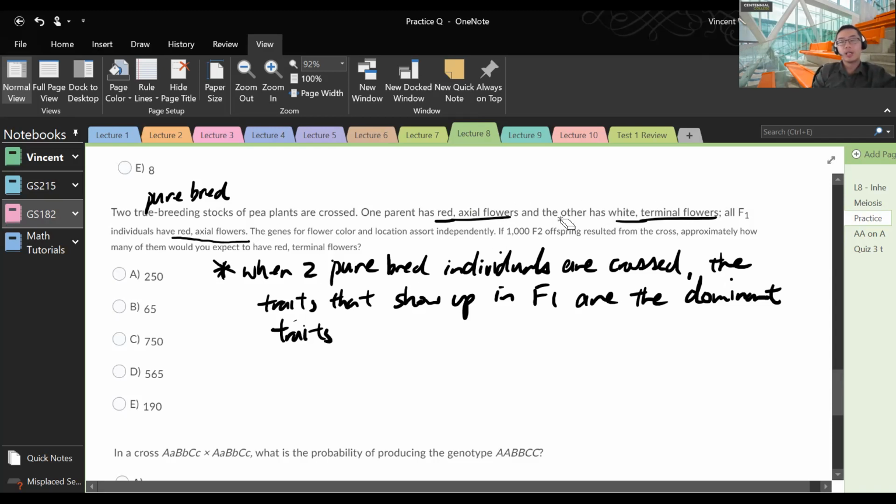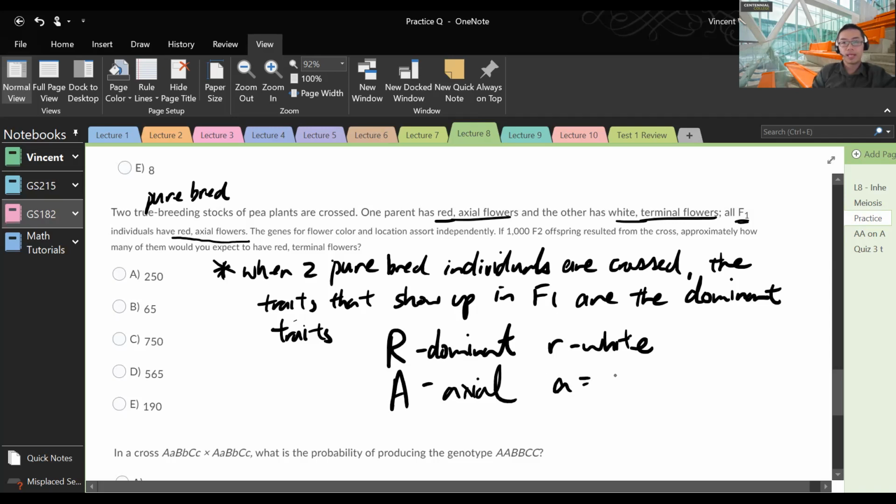And in this case, we have to look at the F1 generation. So all F1 will have red and axial. That means big R is dominant. And small r is going to be white. Okay, axial. So big A is axial. And small a is terminal. Okay, I'll come back to this slide in a second.